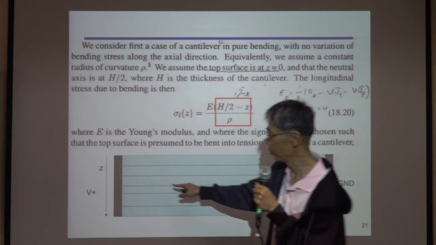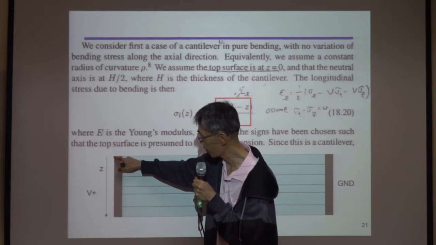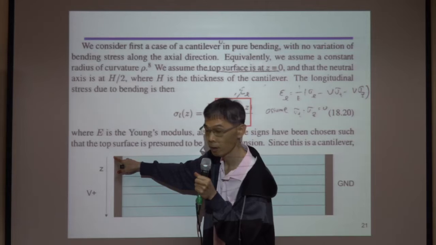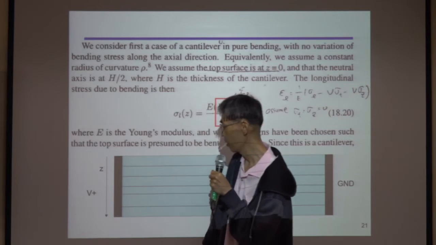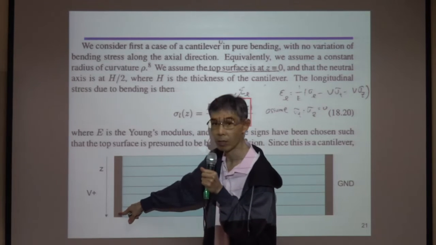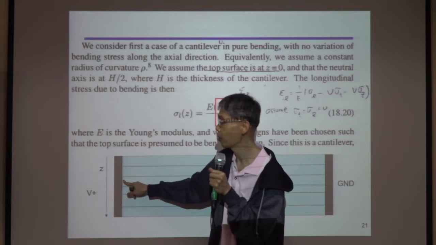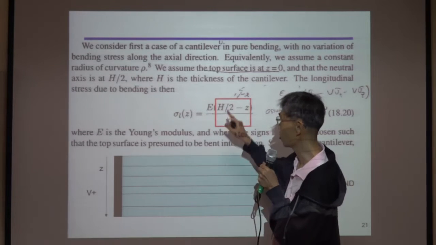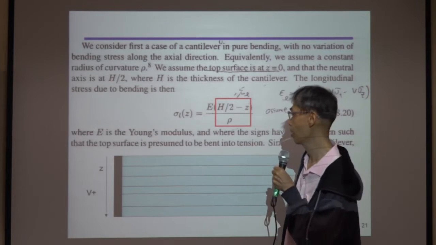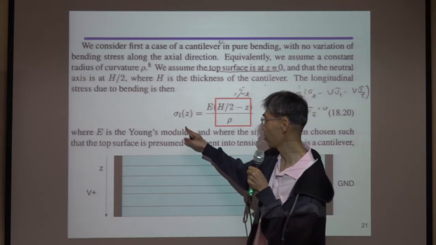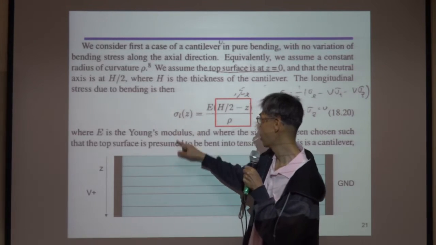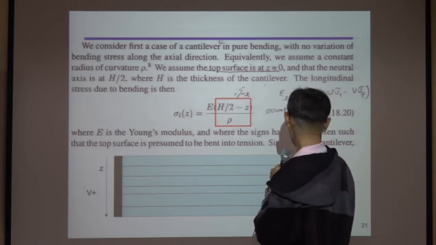Here, we have a Z coordinate from the top. Z equal to 0 goes down. And the total thickness of the beam is H. H is the total thickness of the beam. Then this is the stress.